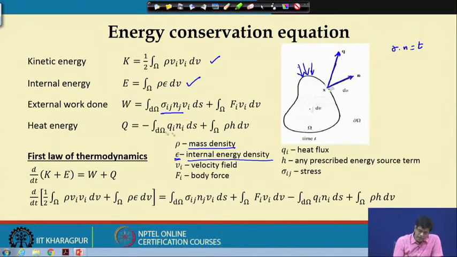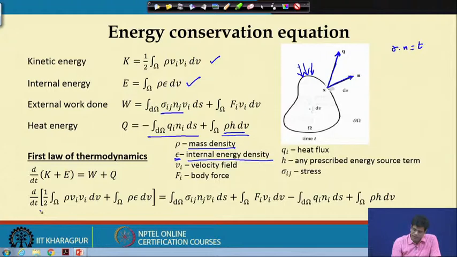And then the heat energy, as we have seen from the previous lecture, is q_n, the heat flux on the boundary, and rho h is the source term, any prescribed source within the body. h may be 0, or h may not be 0. If there is a heat source, then there is heat energy inside the body, over the capital Omega.